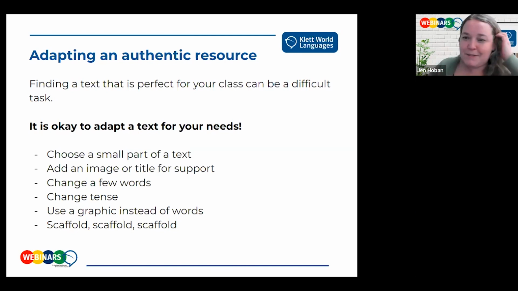And we're going to go to some different strategies that can help you do that. So some of the things we're going to talk about is choosing just a small part of the text rather than a whole long article, adding an image or a title for support, changing just a few keywords to make it comprehensible, potentially changing a tense, using a graphic instead of words or with the words, and then different ways to scaffold before, during, after, all of the different things to help make students more successful with these interpretive tasks.